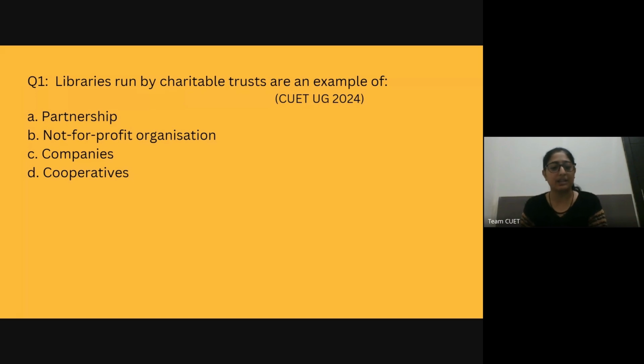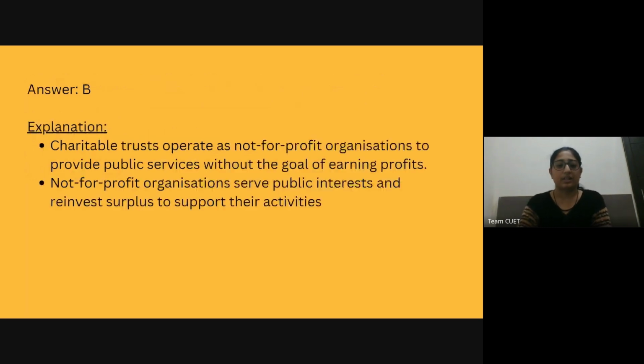Now, charitable trusts are organizations that are made for the purpose of charity. They are not made for the purpose of earning profit. So option A and option C, that is partnership and companies, are eliminated. We are left with option B and option D. Option D, that is cooperatives, are made more for the benefit of the members, right? So this is also eliminated. So we are left with option B, that is not for profit organization. So our answer is B. Charitable trusts operate as not-for-profit organizations to provide public services without the goal of earning profit.